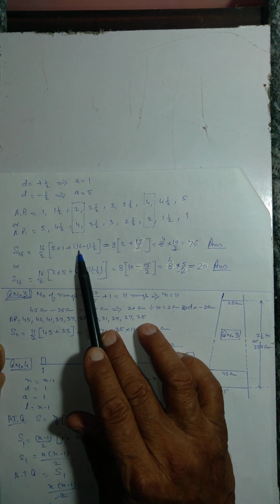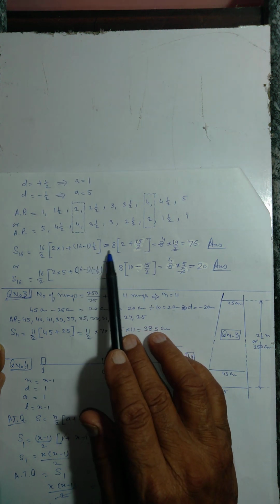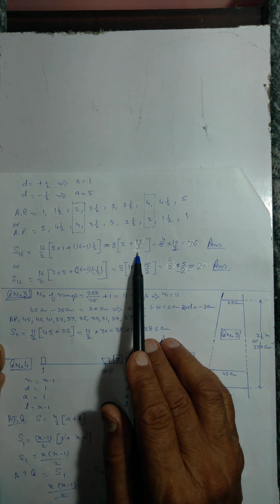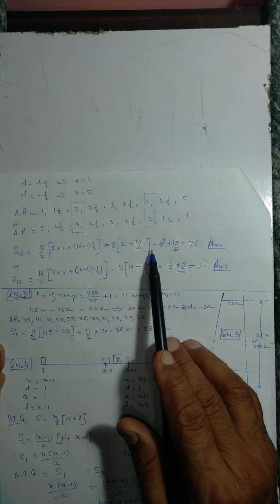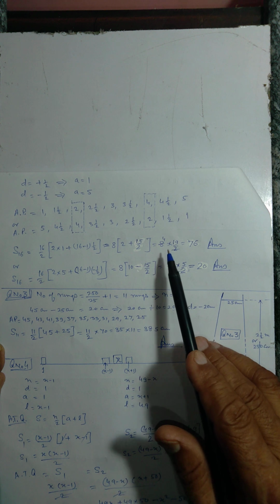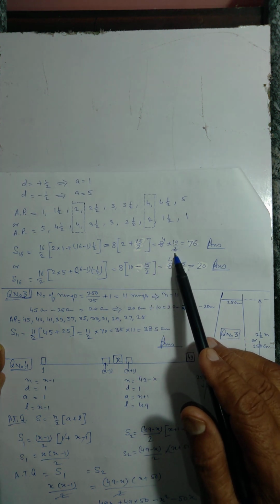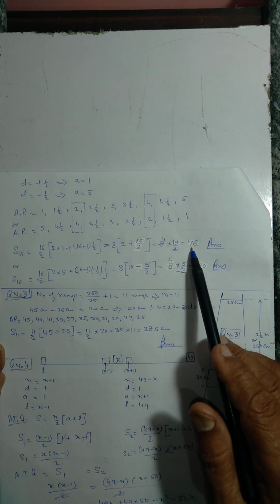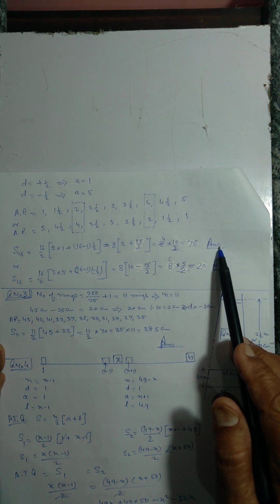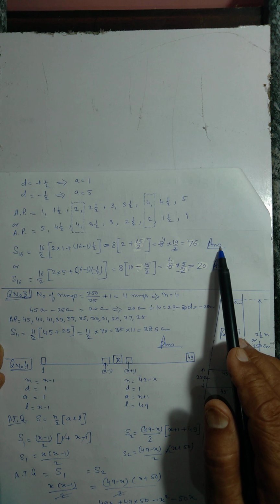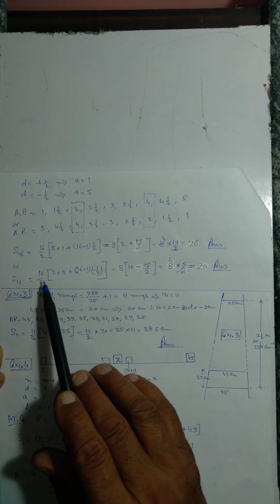This will be the 15. 16 minus 1, 15 divided by 2, that is 15 by 2. So just solve it. You will get 8 into 19 by 2. Further you solve it, you will get 76. This will be the one answer of your question number 2.